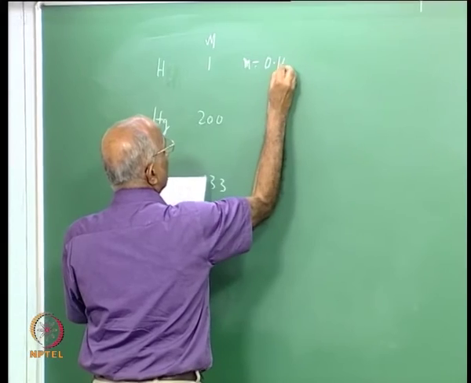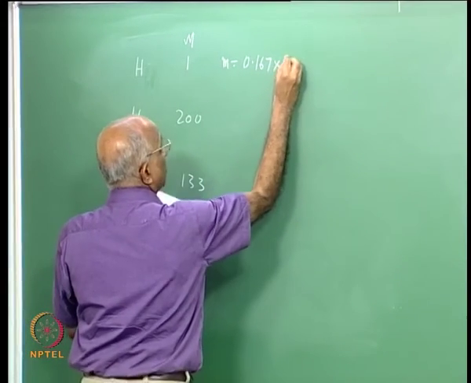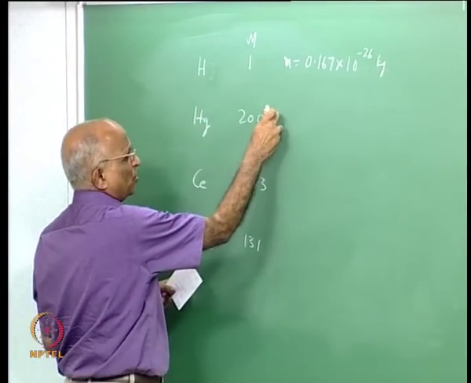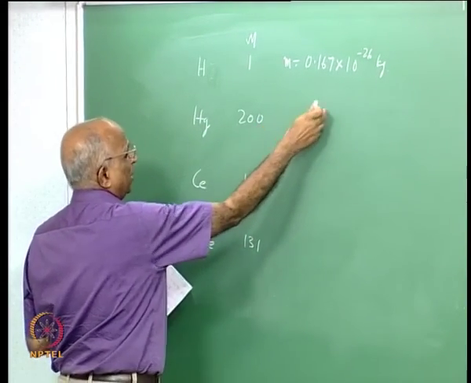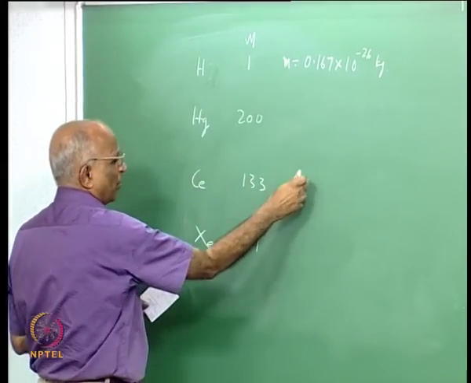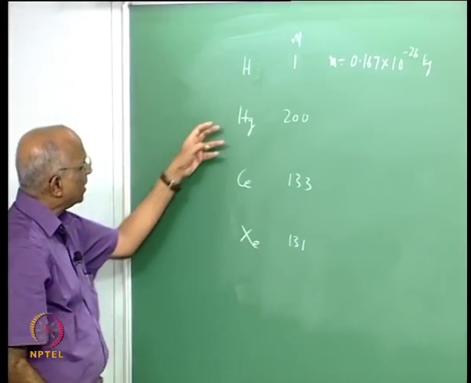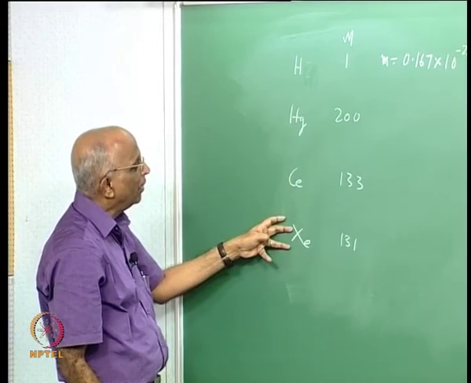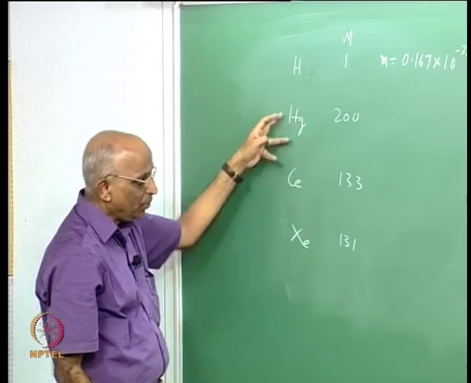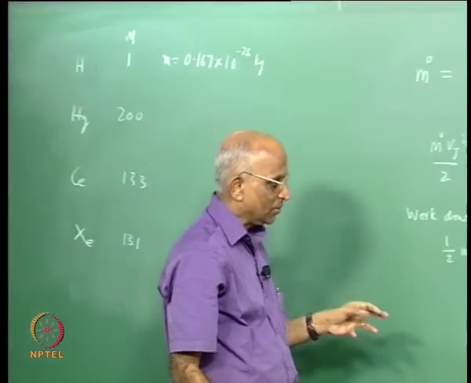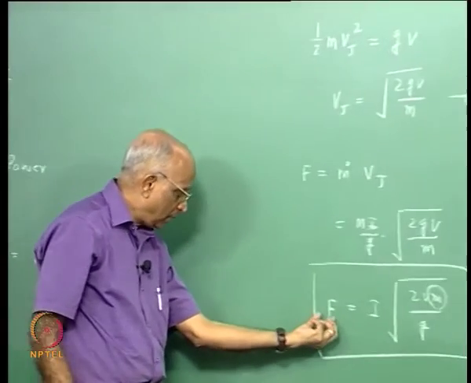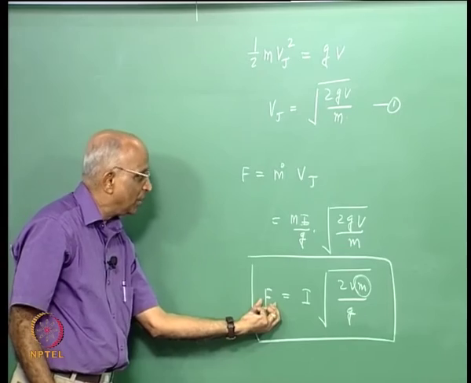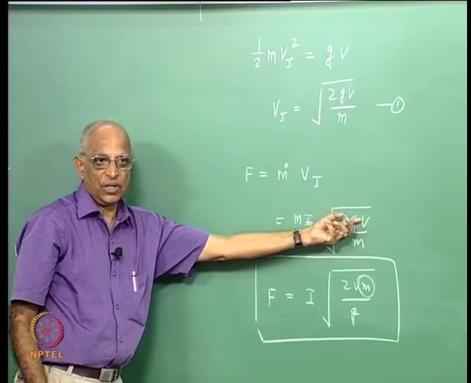0.167 into 10 to the power minus 26 kg, I can calculate the mass, which for mercury is 200 times that, something like 0.33 into 10 to the power minus 24 kg. We find that the molecular mass of certain substances like mercury, cesium, xenon are very much higher, and we would like to use such substances in the case of electrical propulsion or electrostatic propulsion, in which I am using force derived from charge into potential difference.